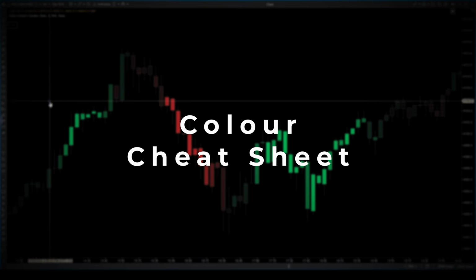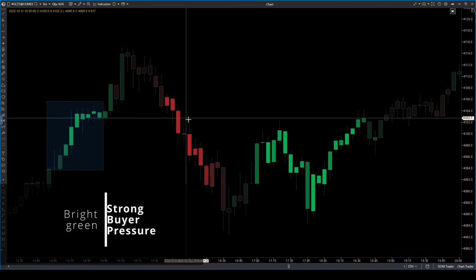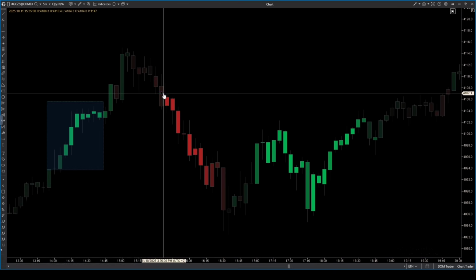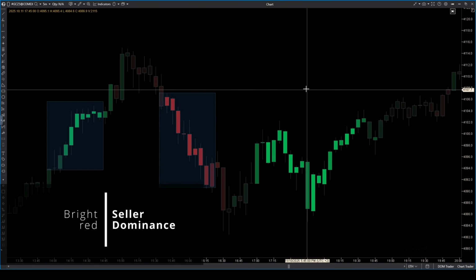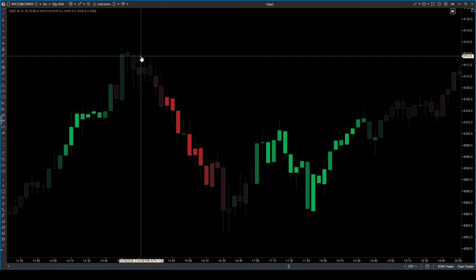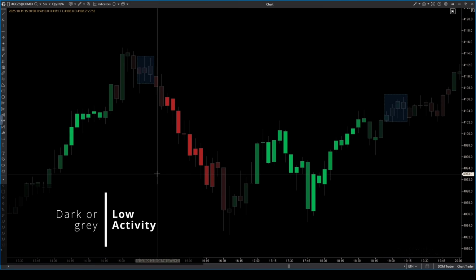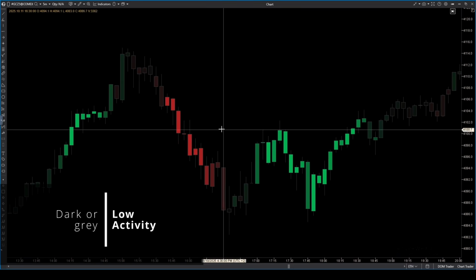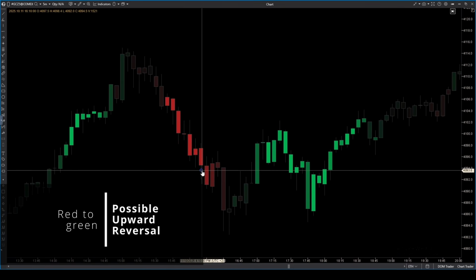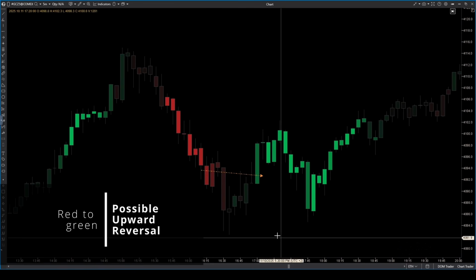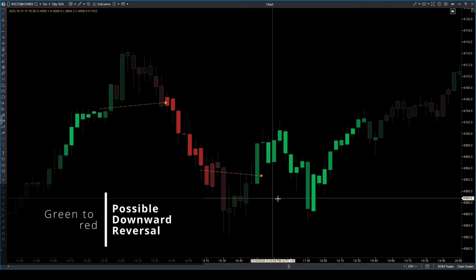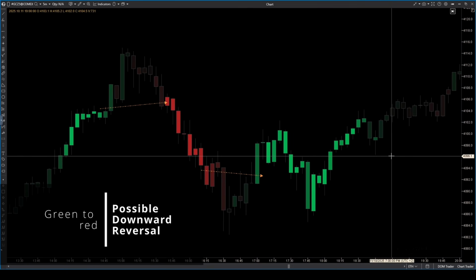Color cheat sheet. Bright green means strong buyer pressure, and the upward impulse is confirmed by volume. Bright red means sellers are dominating, and a further decline is possible. Dark or gray indicates balance and low activity. Watch for volumes breaking out of equilibrium. A shift from red to green signals a change in initiative and a potential upward reversal. And a shift from green to red means buyers are weakening and a possible downward reversal.